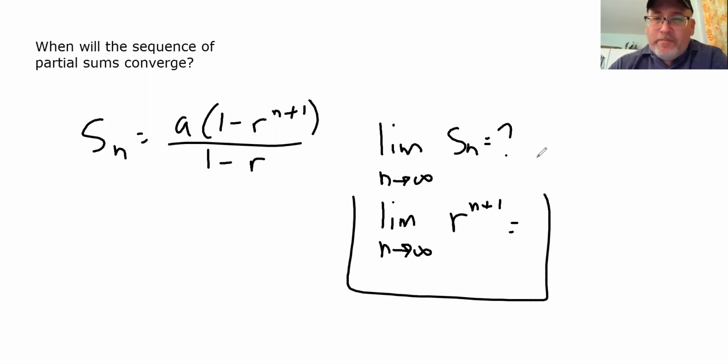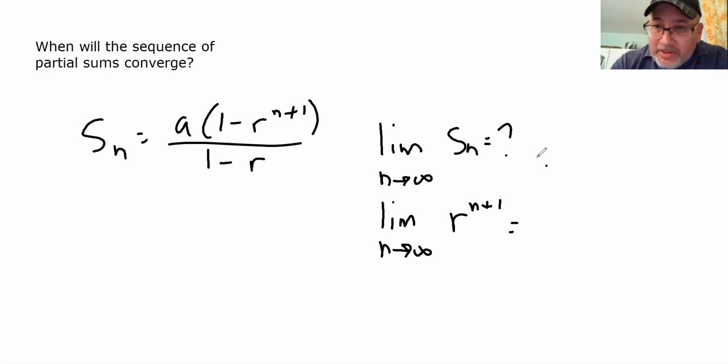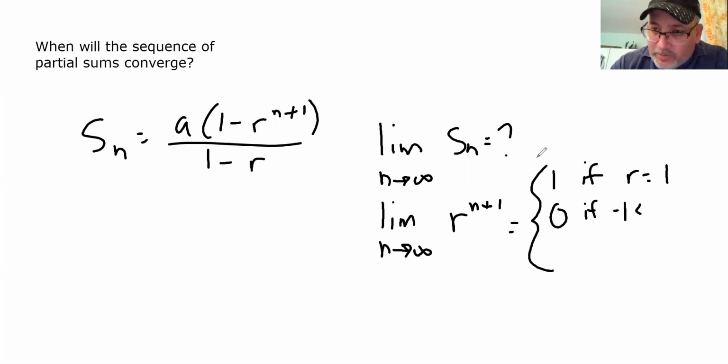Wait a second. We've played this game before, back in the previous series of videos. That is just a power sequence, and we know exactly what happens to a power sequence in terms of convergence and divergence. So here's what we know. We know that this will converge to 1 precisely when r is equal to 1. We know it converges to 0 if r was between -1 and 1. Again, this is from the previous series of videos, so I'm not going to reteach it now. But we also know that it diverges otherwise.